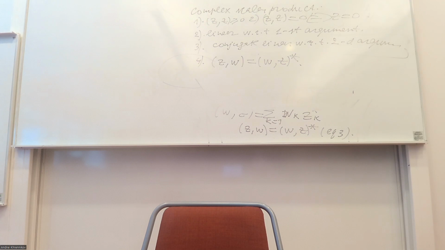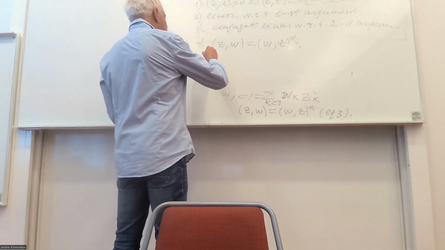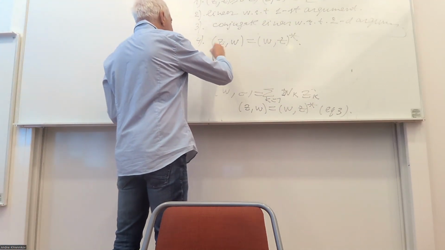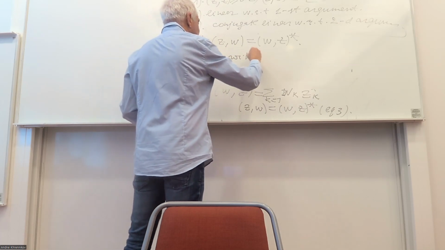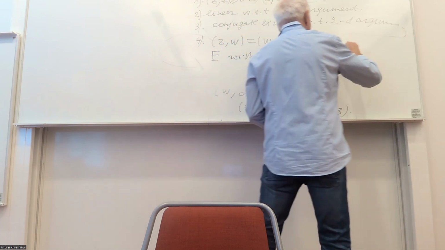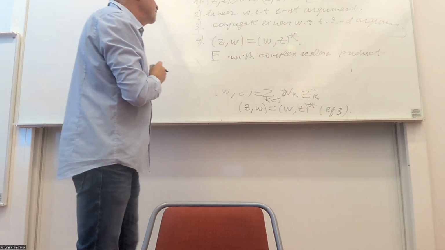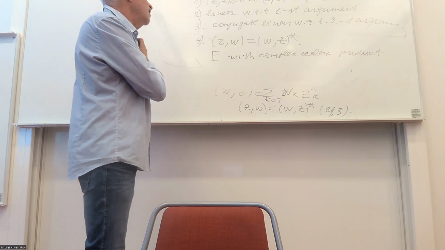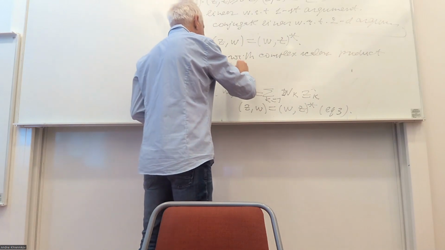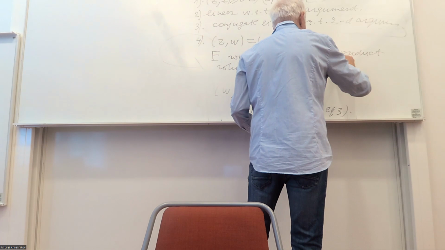The space with a complex scalar product is called a complex Euclidean space. Let us give the direct definition: E with a complex scalar product, which is complete with respect to the norm.